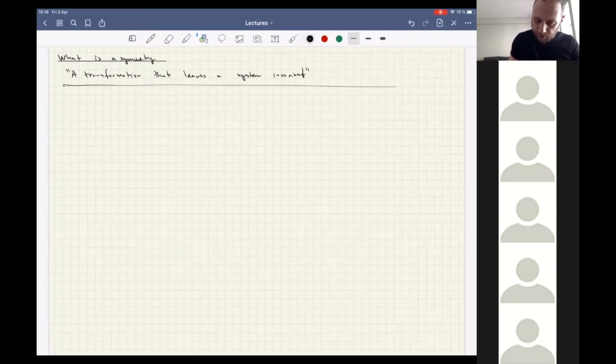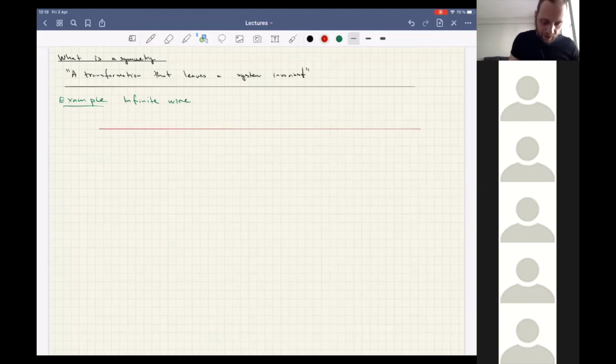So just to take an example of that, let's consider the following. Let's take an infinite wire. I cannot draw an infinite wire, but let's imagine something like that, and that continues on for infinity in both directions. And let's assume that it has some constant mass density per length. What kind of symmetries do we have here? Anyone want to have a guess?